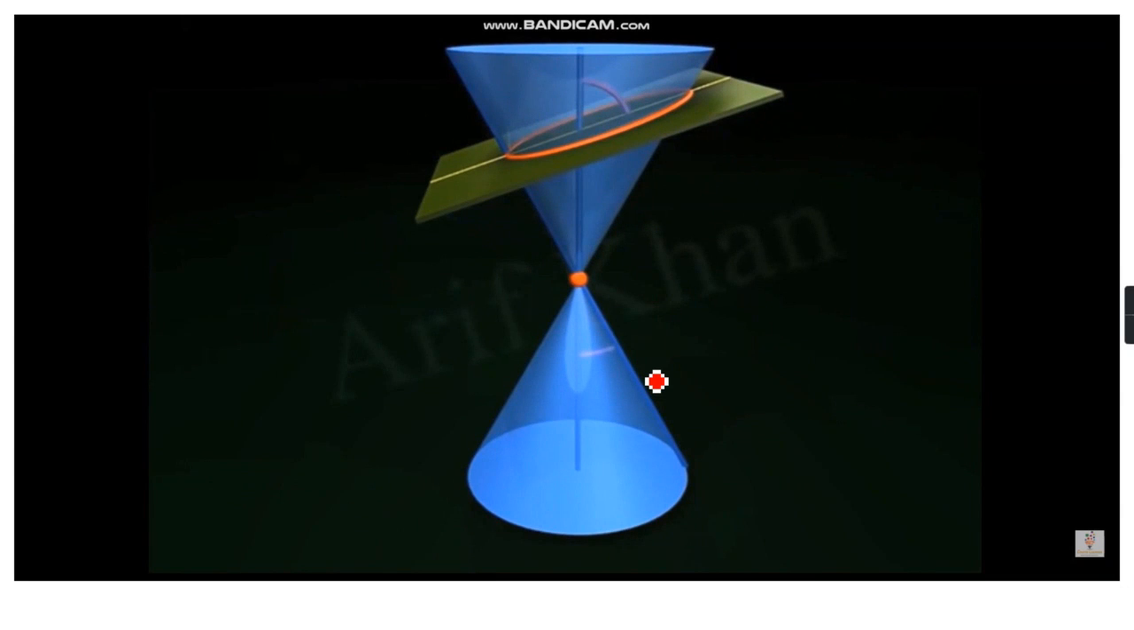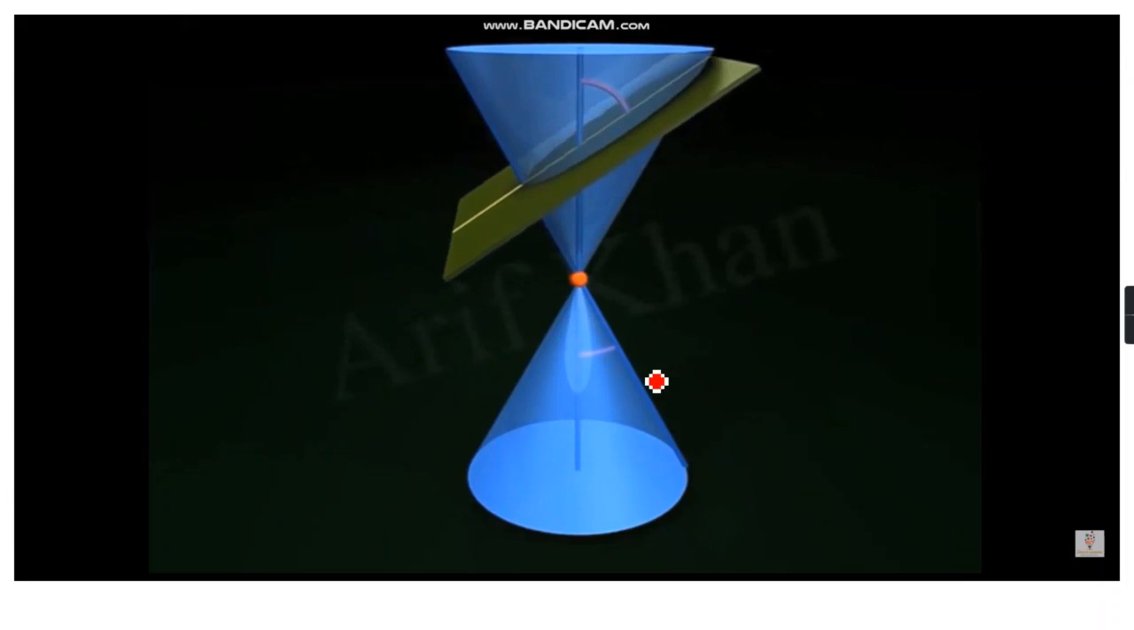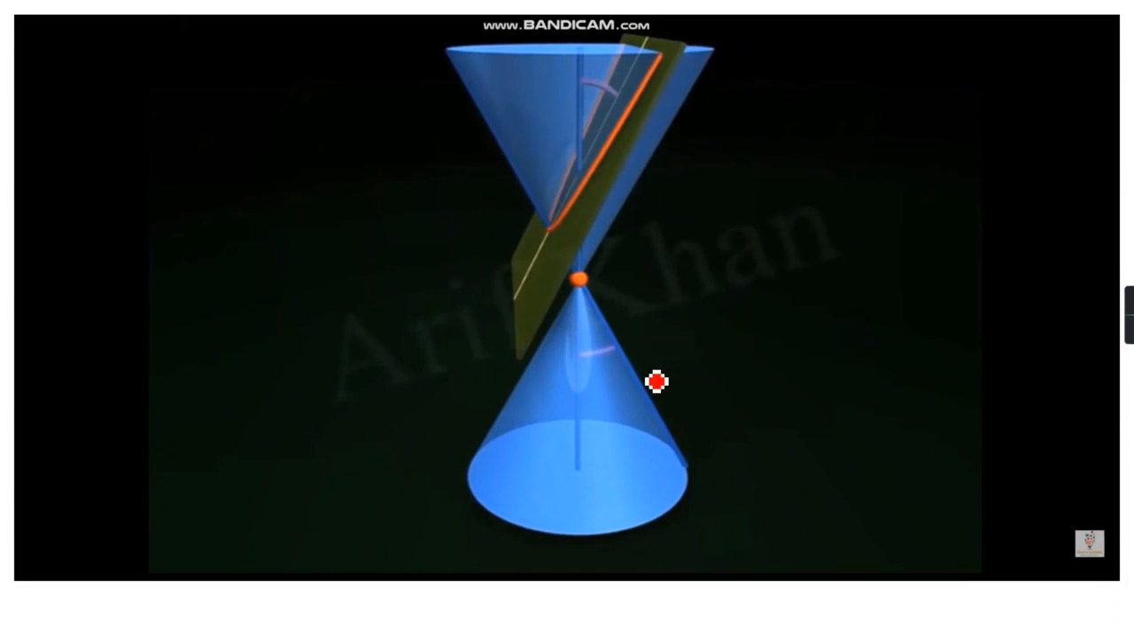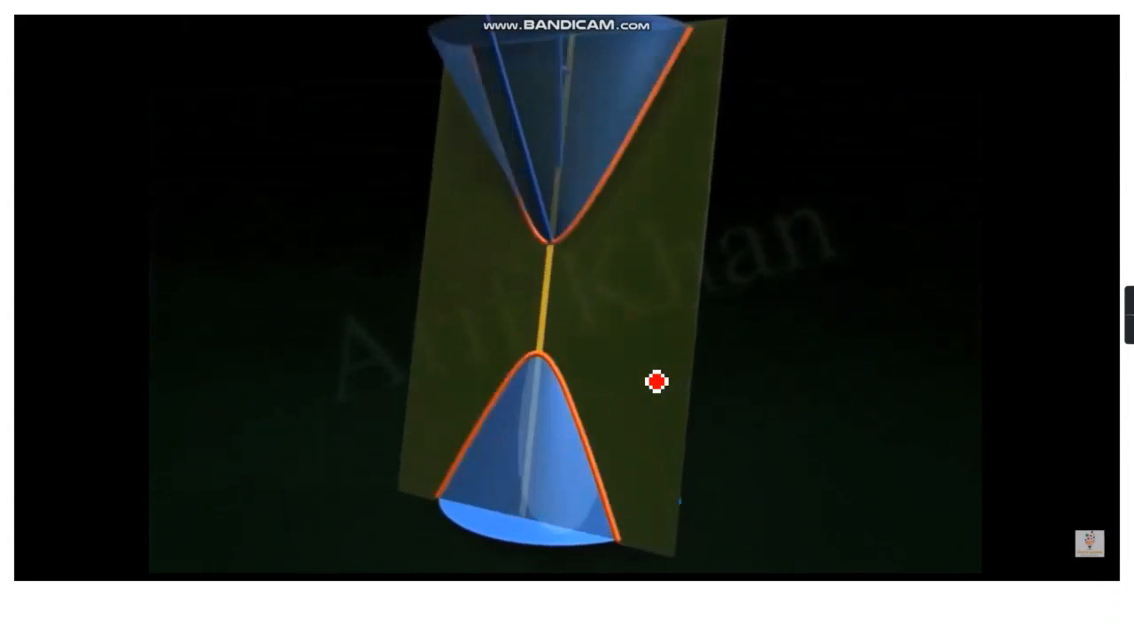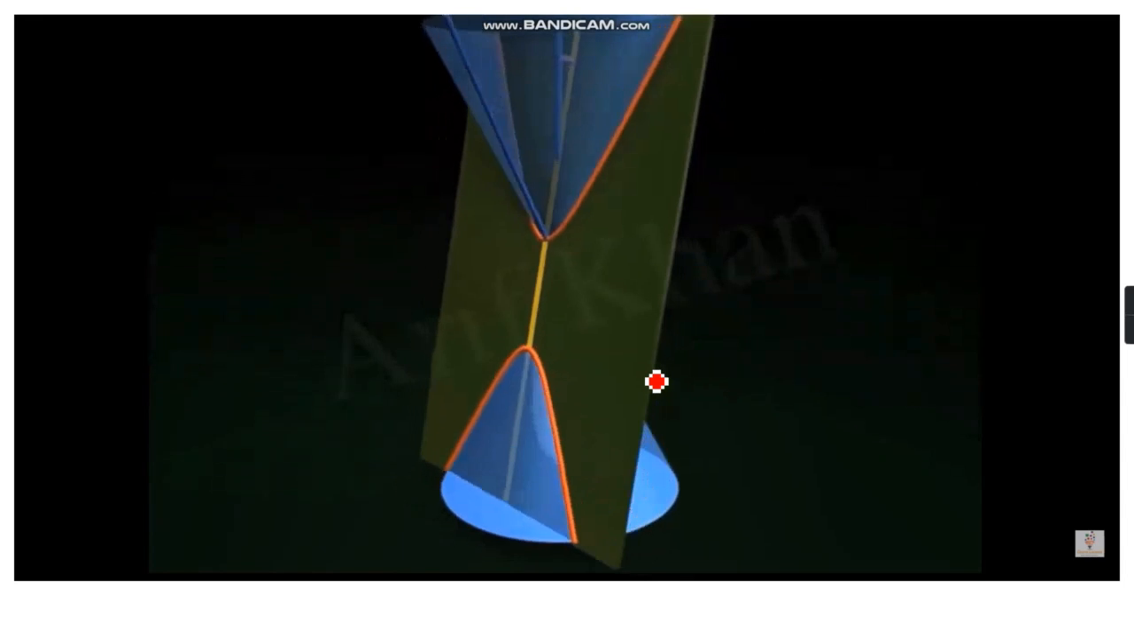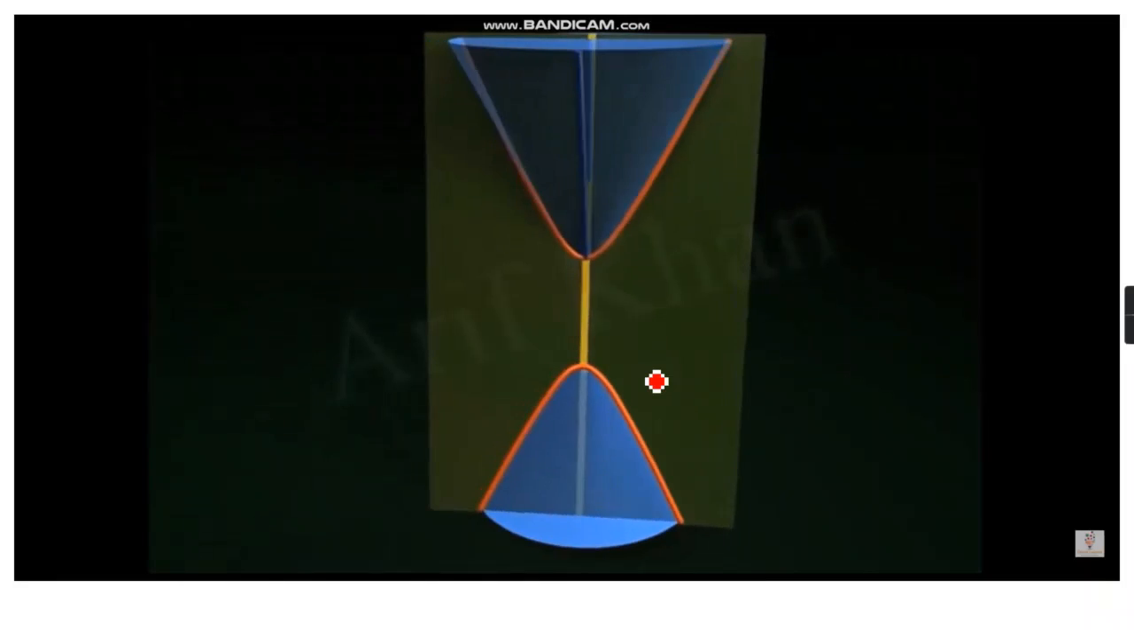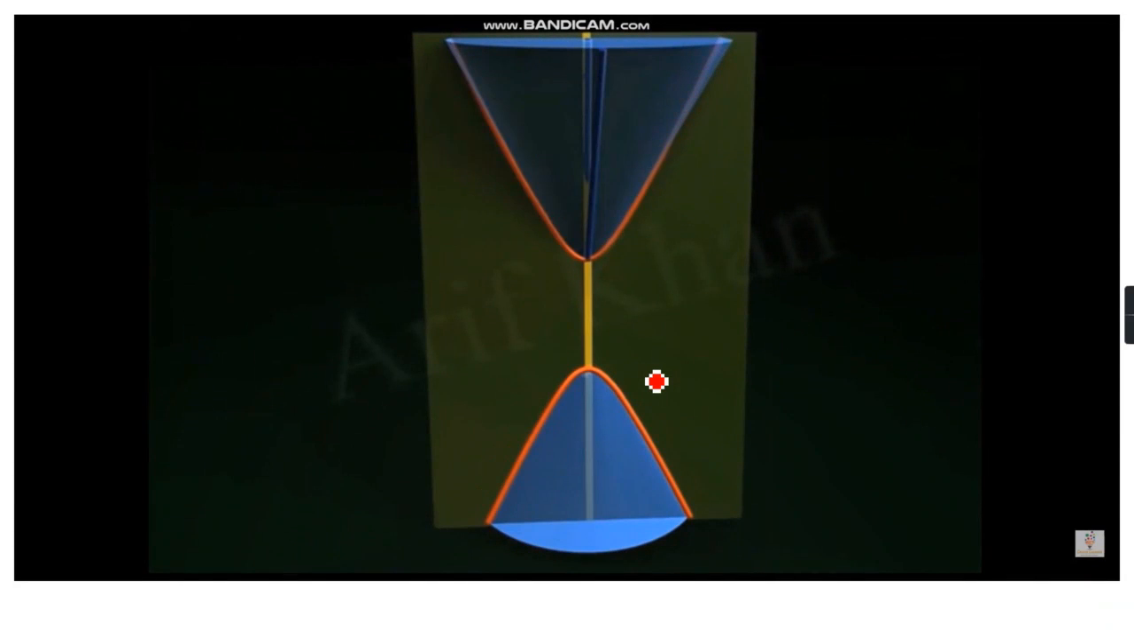So again it is showing the ellipse. And now we are getting the parabola. And this is how we are getting the hyperbola when the angle B is less than A, cutting both of the cones from one side of the axis.